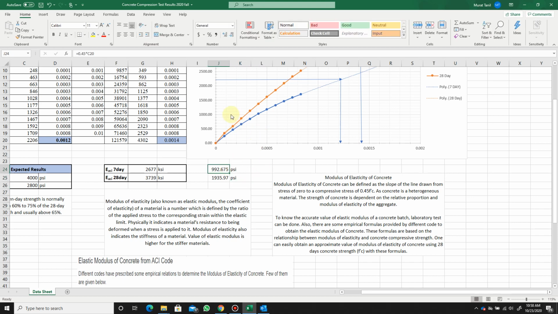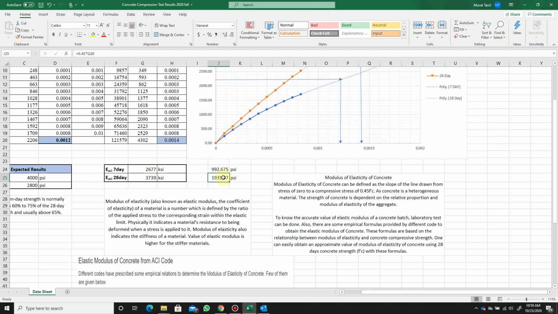So if you come to the graph and look at 992.675, it is somewhere around here. If you draw a line, and assume that this is a straight line, you can calculate the slope here, and that slope, which is the change in stress divided by change in strain, will give you the concrete modulus of elasticity for the 7 days.